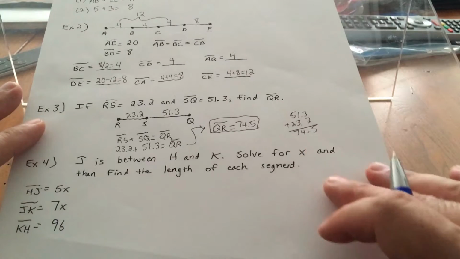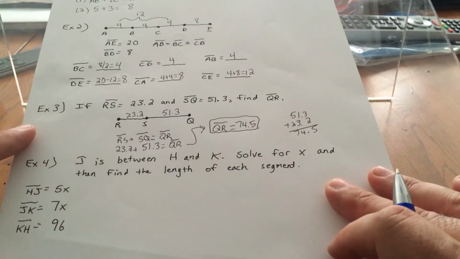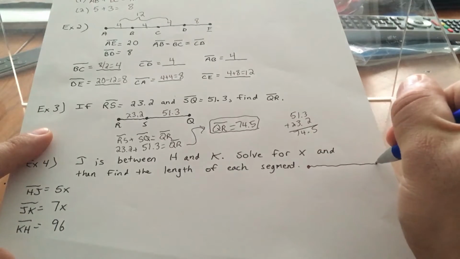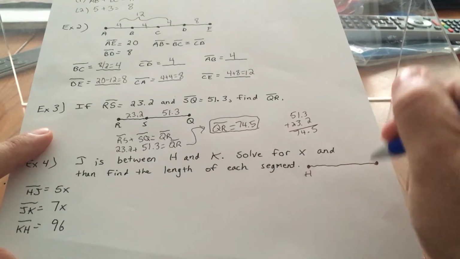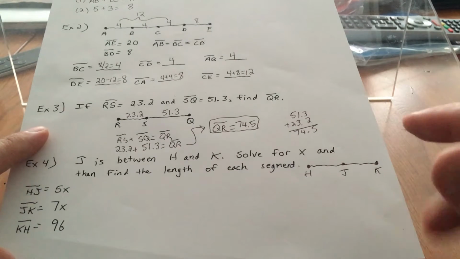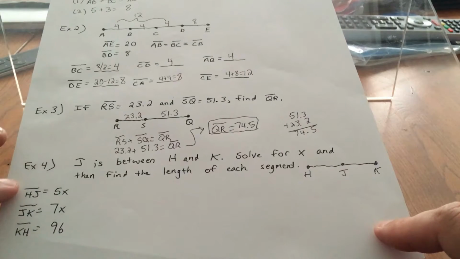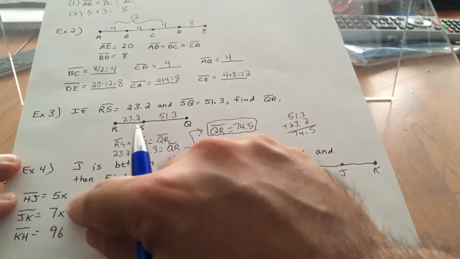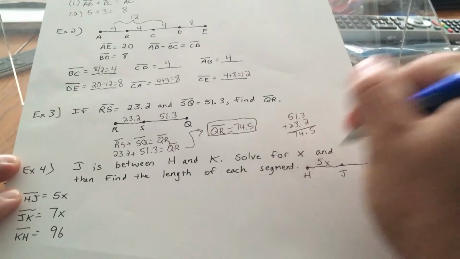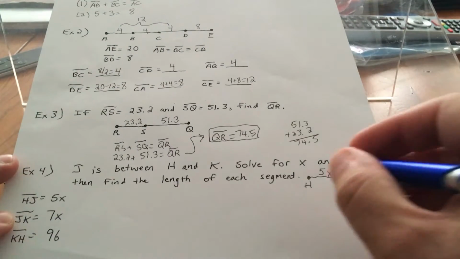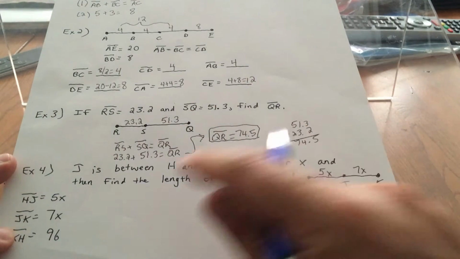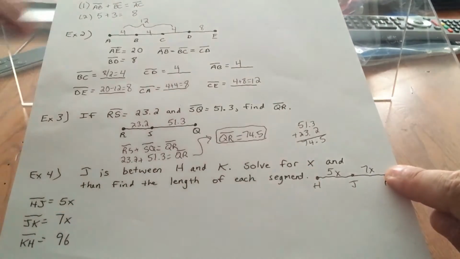The final problem on your sheet says that J is between H and K. It helps if you draw that. So we'll draw here. H and K are on the ends. J is between them. Solve for X and then find the length of each segment. So here we go. We've got HJ is 5X. If we want to write that on here, it helps to see it visually. And then JK is 7X. So this little segment is 7X. And then they say KH, the whole segment, is equal to 96.